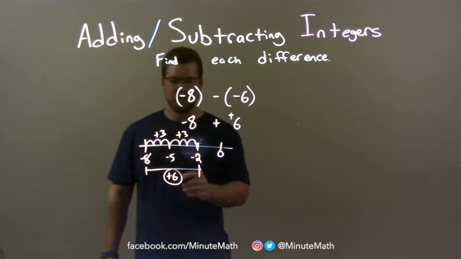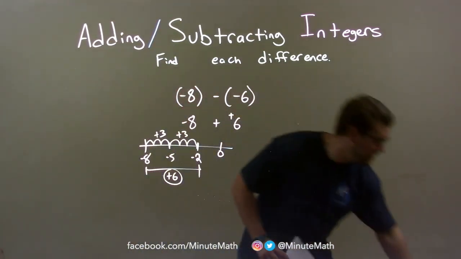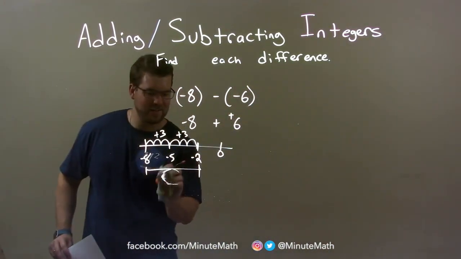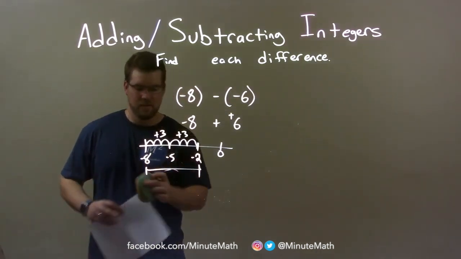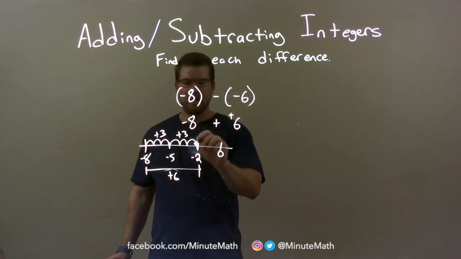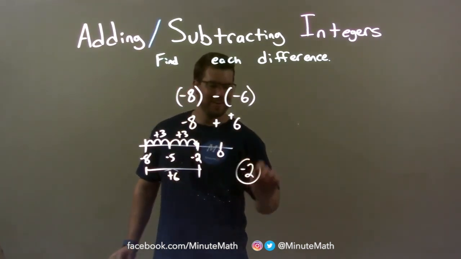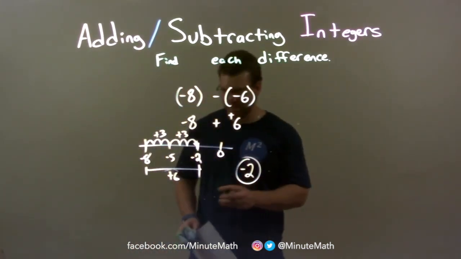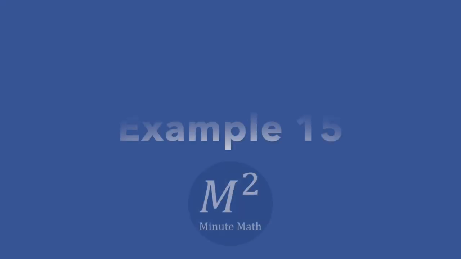So we added 6. Not circling, that's not our final answer. I get 6, getting a little ahead of myself. So we have a plus 6 overall. And so we ended at a negative 2. So negative 2 is our final answer, and that's what I should be circling here.